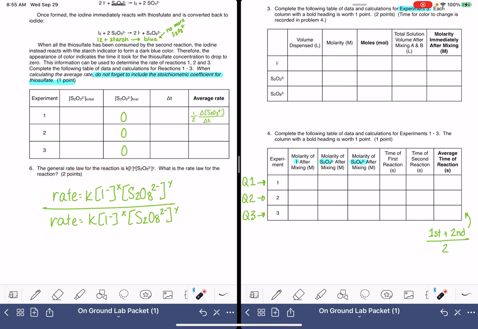Now, the one thing you've got to be really careful about is the S2O8 versus the S2O3. S2O3 is being used to calculate the average rate, which is showing up here. The I minus is showing up in the rate law, and the S2O8 is showing up in the rate law as well.